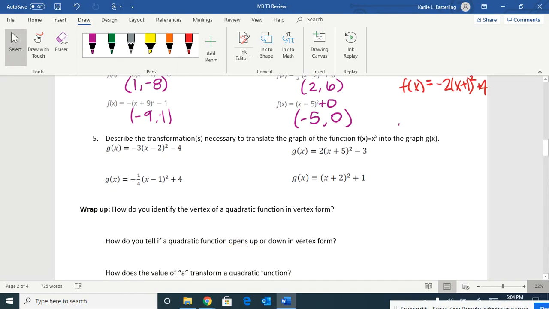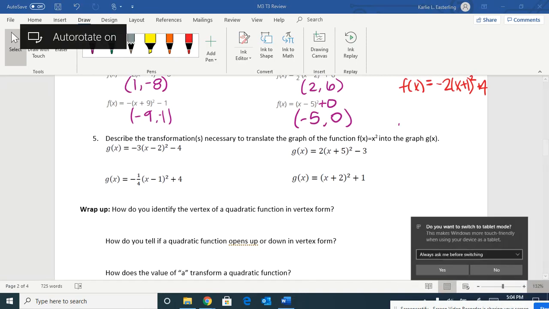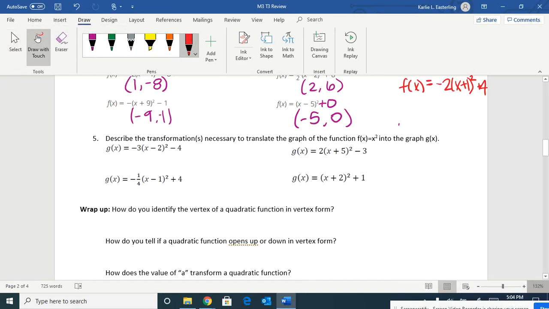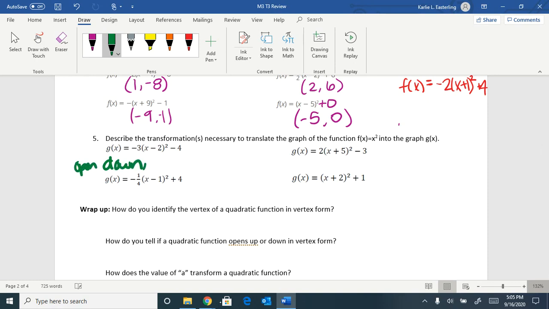The number 5 that y'all have, so now we're talking about transformations necessary to translate the graph from f of x into the graph g of x. So pretty much what you need to grasp from this is that negative is going to turn our graph, it's going to open down. That negative 2 inside is going to take us right 2, and that negative 4 is going to take us down 4. So this is the exact same thing as absolute value. It's just with a quadratic instead of an absolute value.